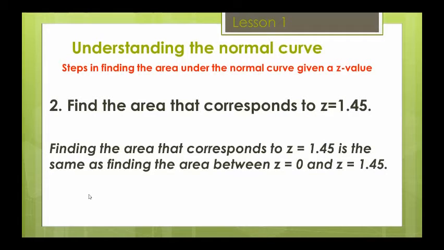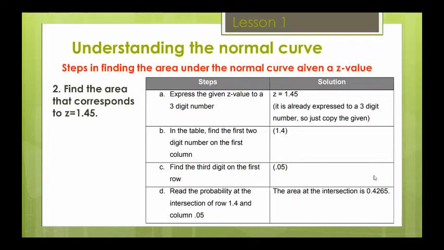Now, number 2, find the area that corresponds to z equal to 1.45. So finding the area that corresponds to z equal to 1.45 is the same as finding the area between z equal to 0 and z equal to 1.45. So we have here the steps. Express the given z value to a 3-digit number. So that is equivalent to 1.45. It is already expressed as a 3-digit number, so just copy the given. In the table, find the first 2 digits on the first column.